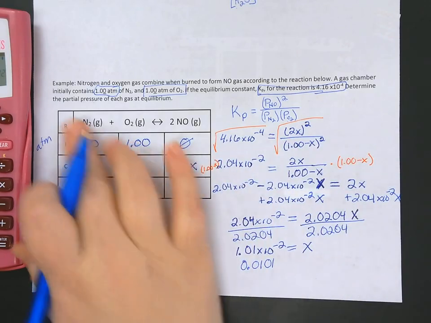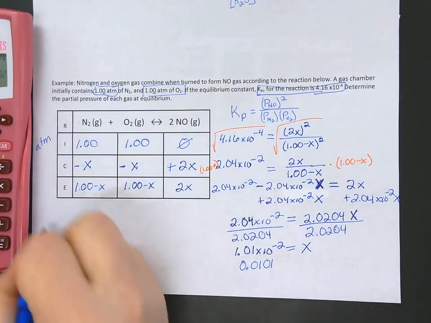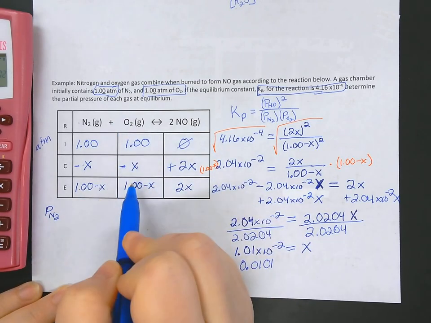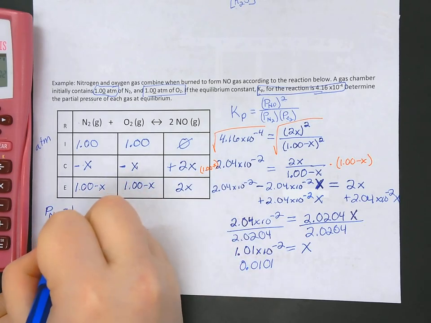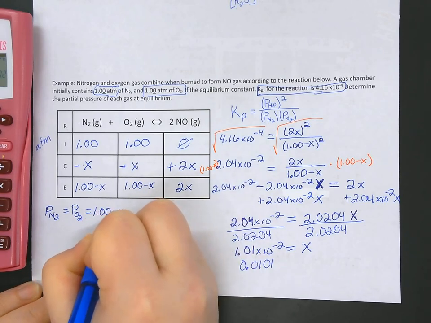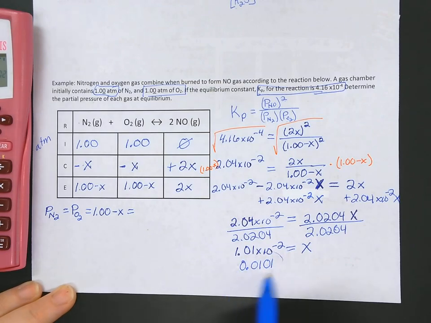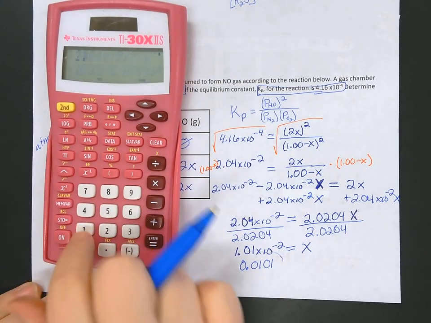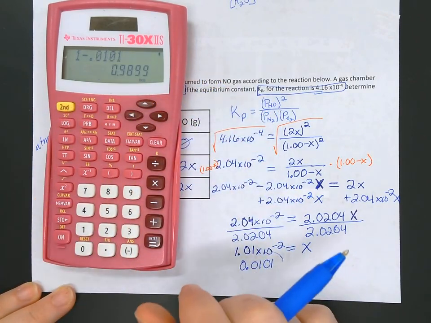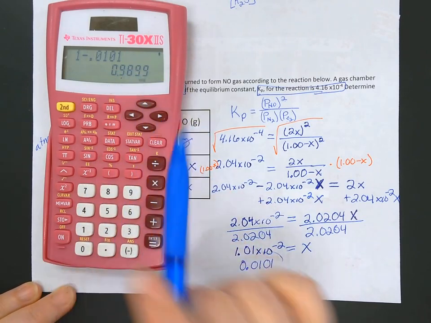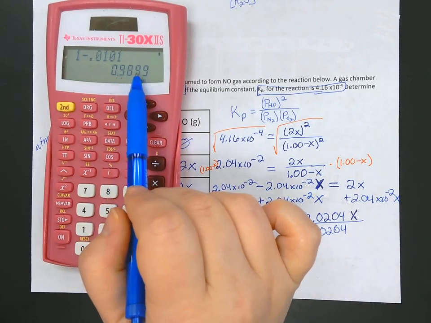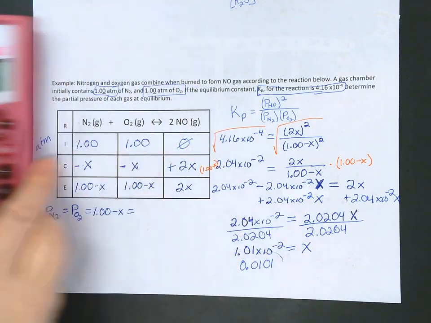So we are looking for the partial pressure of each gas at equilibrium. So we want to report what they are. So my pressure of N2 is actually going to be the same as my pressure of O2. So I can put that they're both equal to each other and that they're equal to 1 minus x. And then I'm going to solve that. So I'm going to put in my x value for this and solve that. So I've got 1 minus 0.0101. I'm going to take it out of scientific notation. So I get 0.9899. And our sig figs, we've only had 3. So 0.989. This would bump. So 0.990.